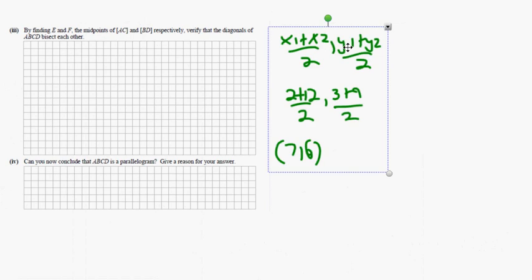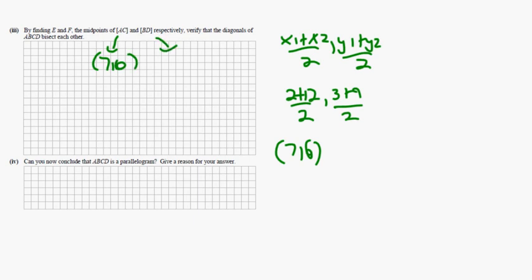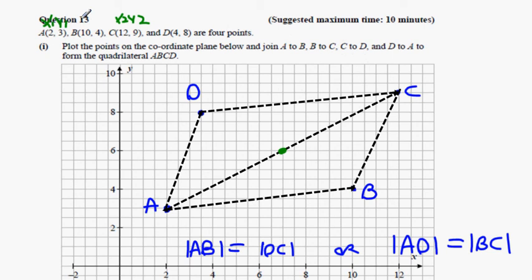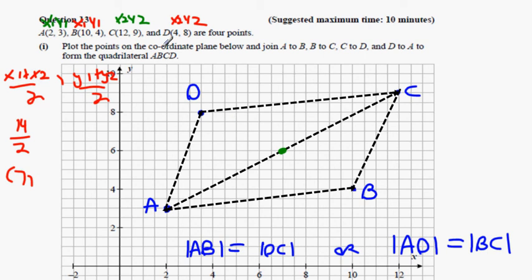Here we go. So the midpoint of AC is 7, 6. Midpoint of BD we're going to work on now. So BD, x1, y1, x2, y2, same formula as last time: x1 plus x2 over 2, y1 plus y2 over 2. So 10 plus 4 is 14, 14 over 2 is 7, and then finally 4 plus 8 is 12, 12 over 2 is 6, so that's also 7, 6. So we see that it bisects them there.